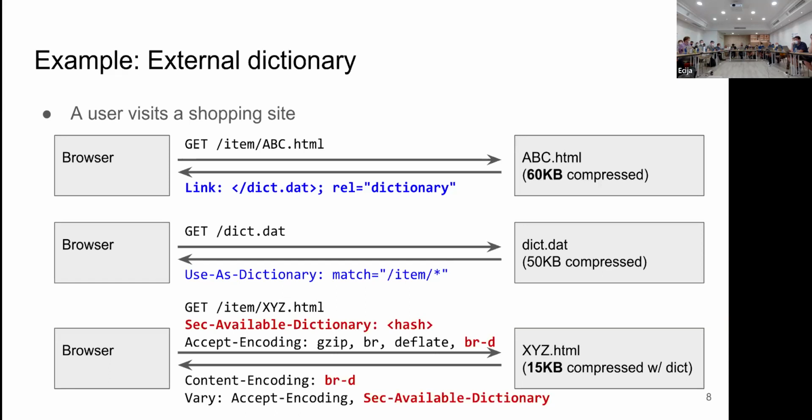The HTTP request for HTML files under /items will contain the available-dictionary header. The server can return a shared Brotli compressed version of the HTML file, which is much smaller than the Brotli compressed version.